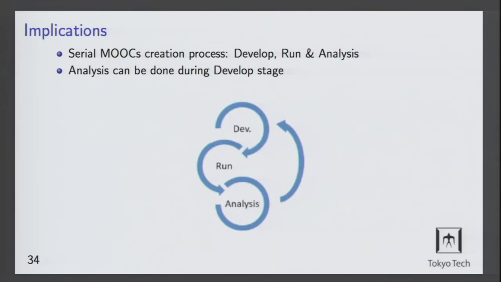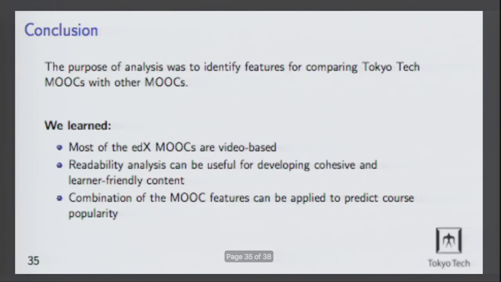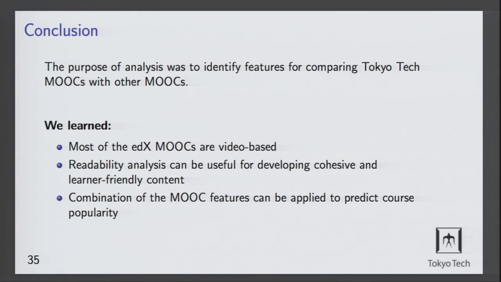So the implication of our research is that now, being able to get the features and the feedback during the analysis process, we can run the development and analysis process concurrently. The purpose of our analysis was to identify the features for comparing Tokyo Tech courses with other courses. And what we learned is that most of the content is video-based. Readability analysis can be used for developing cohesive and learner-friendly content.